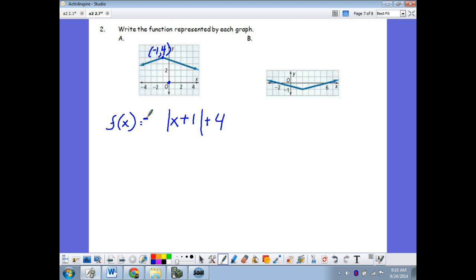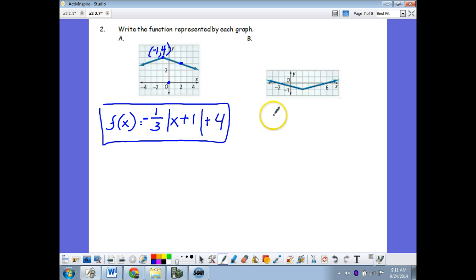And then we look at the slope. We can go from vertex to another point that it goes through. And notice how we go down 1 and over 3. So that becomes -1/3. If you notice this from the other graphs, a is basically the slope of each branch. So that is the function that is represented by that graph.